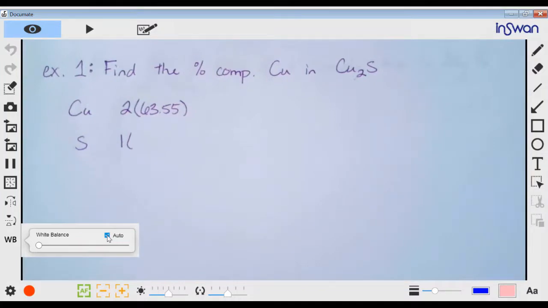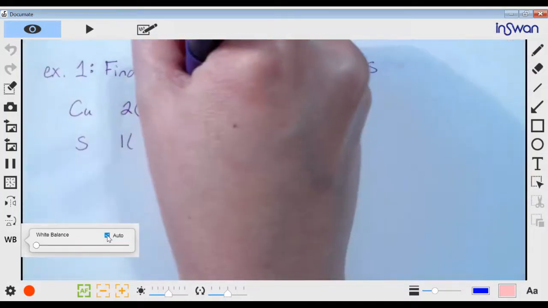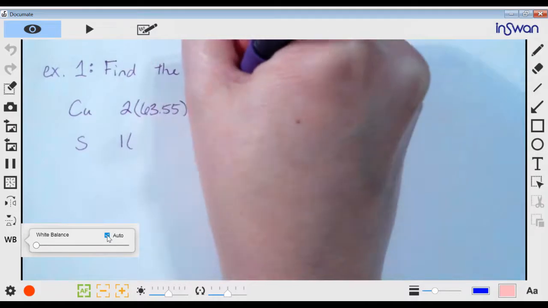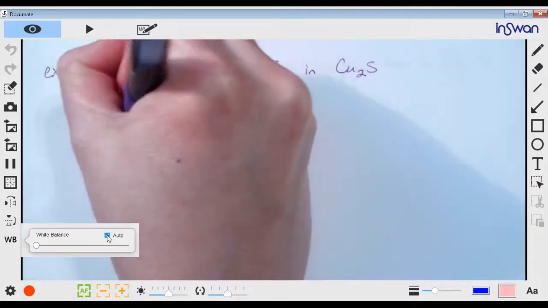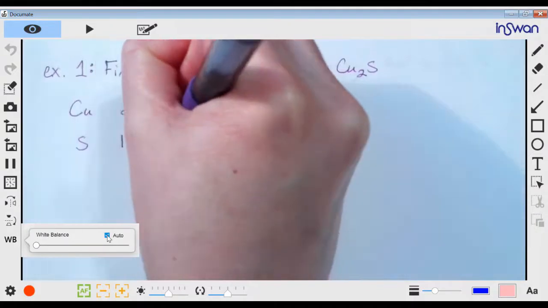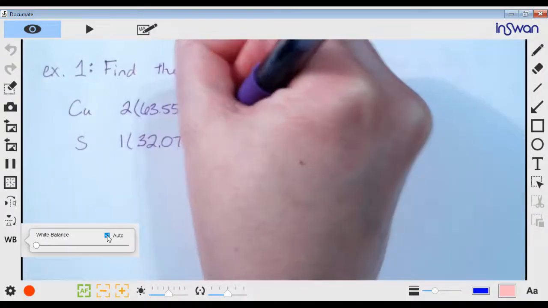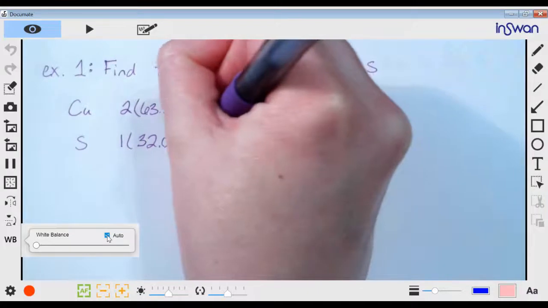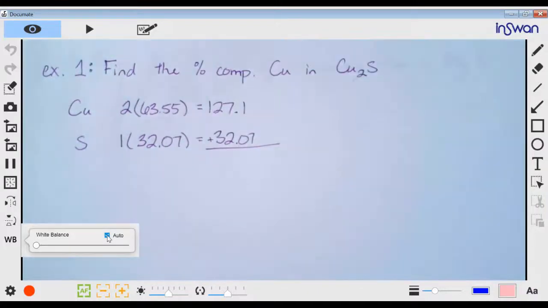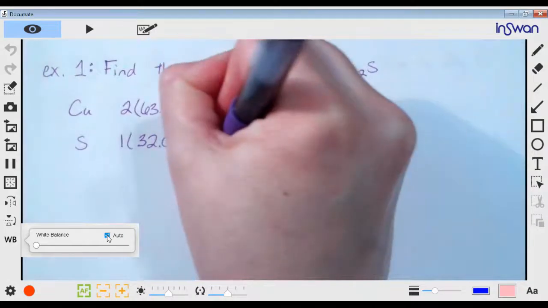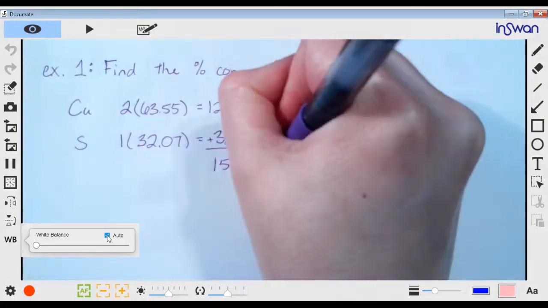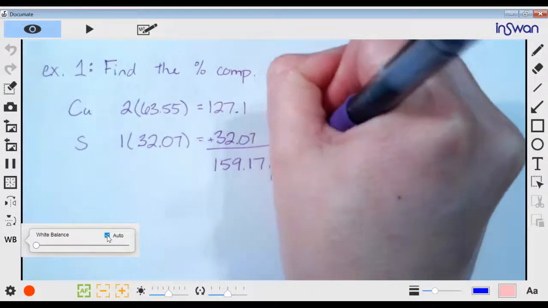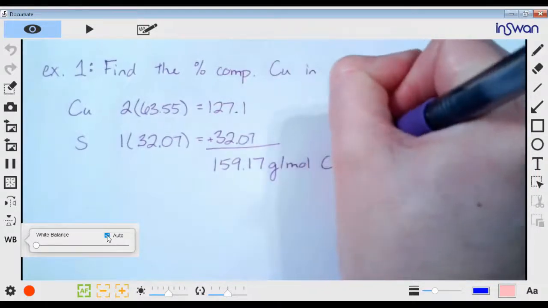And when I multiply that by 2, I get 127.1. And then sulfur is 32.07. I just have one of those. So once I have those 2 values, I'm going to go ahead and add them up. And that gives me a molar mass of 159.17 grams per mole for my Cu2S.